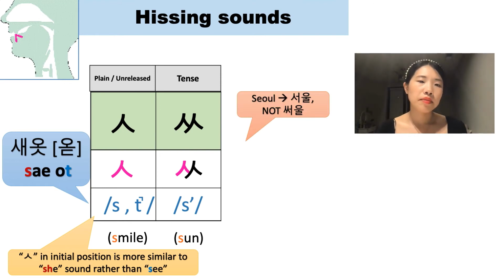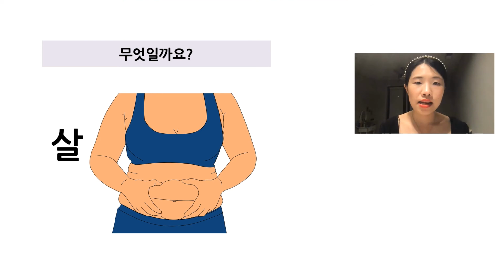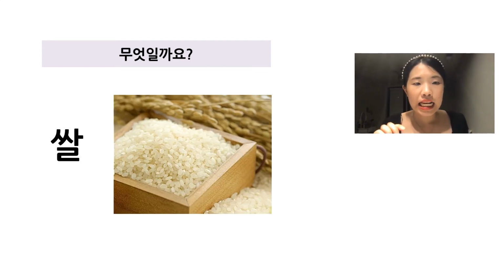So sometimes I hear a lot of people say soul. That's not actually a correct pronunciation in Korean. We say 서울. And I talk about this phenomenon in another video, so you can probably watch that video for more information. And let's practice with some extra words. 살, which means flesh, or sometimes like your gained weight. And 쌀, rice.